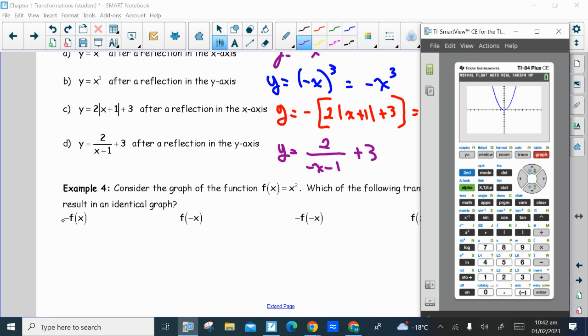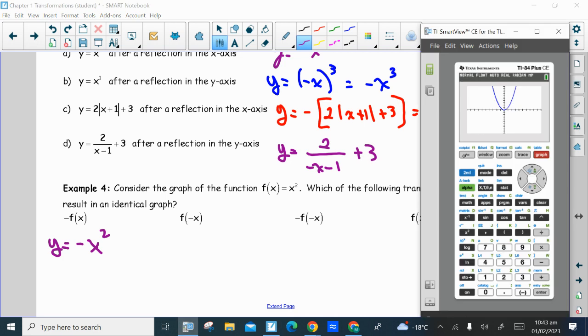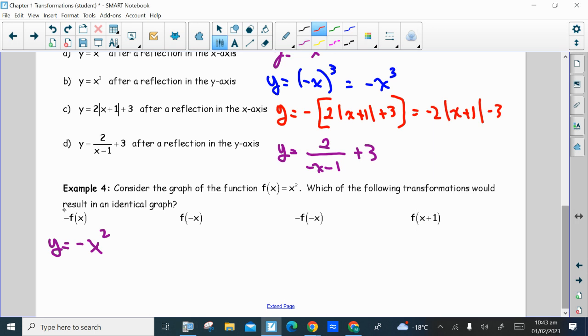The first equation, -f(x), well, if we wrote our equation, that's an a value of -1. It would look like that. That should reflect the graph over the x-axis, which would result in a different graph. So if you go -x squared and graph that, it changes the orientation, not identical. So that one doesn't work.